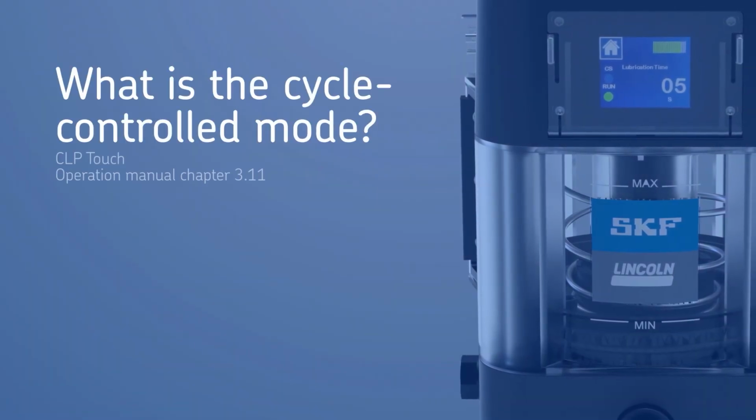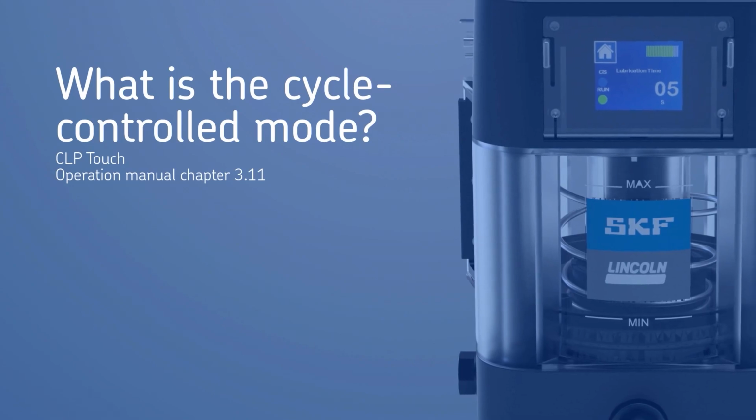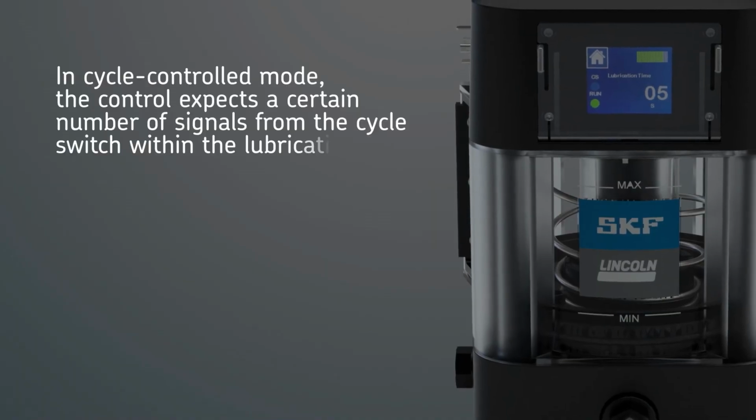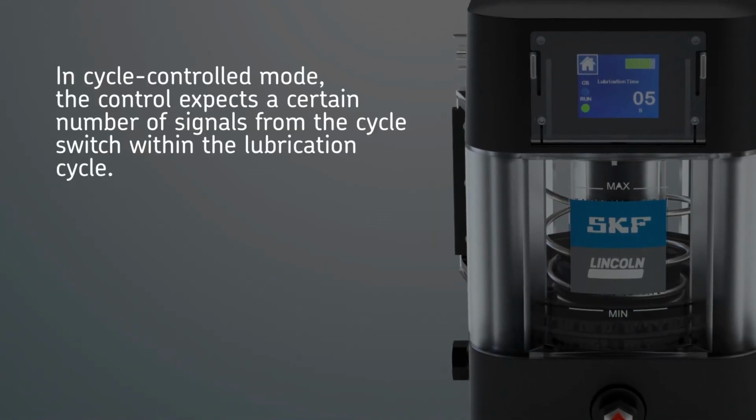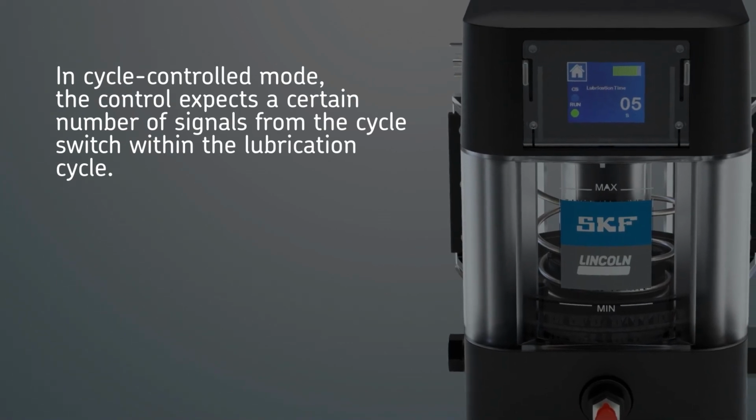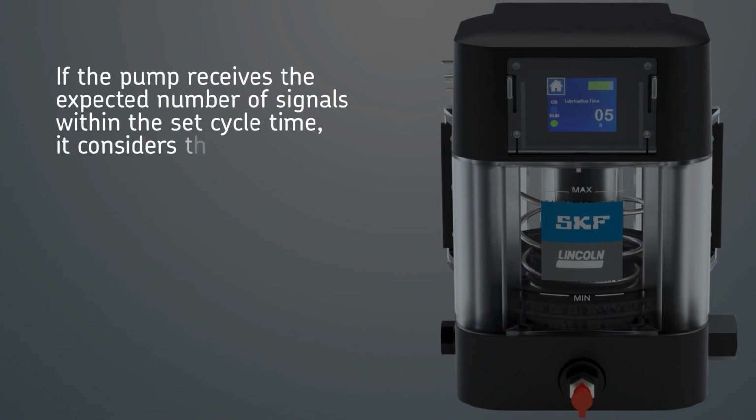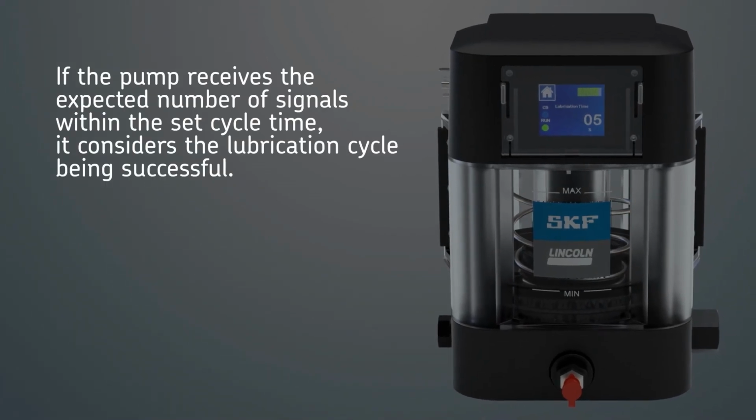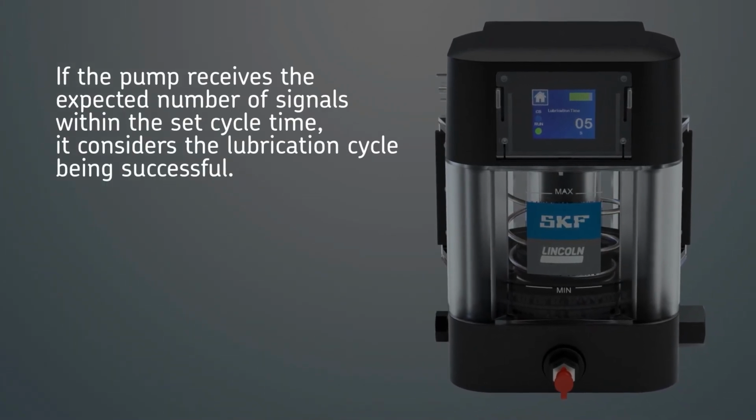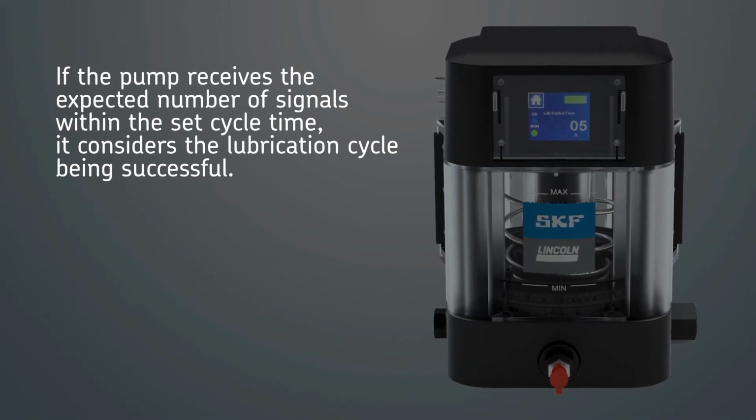What is the cycle controlled mode? In cycle controlled mode, the control expects a certain number of signals from the cycle switch within the lubrication cycle. If the pump receives the expected number of signals within the set cycle time, it considers the lubrication cycle successful.